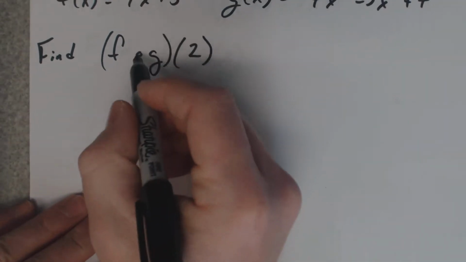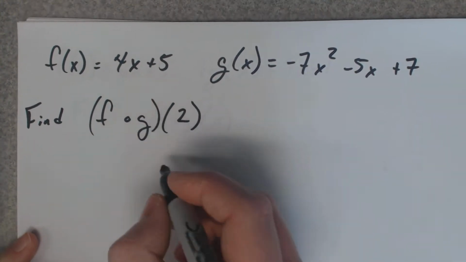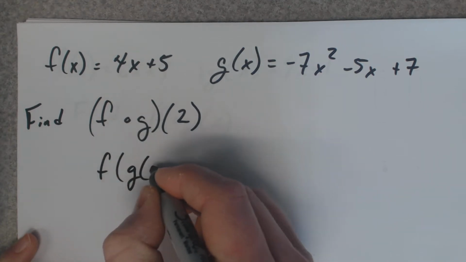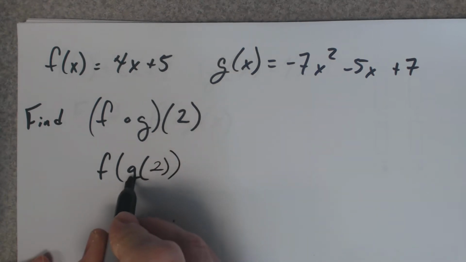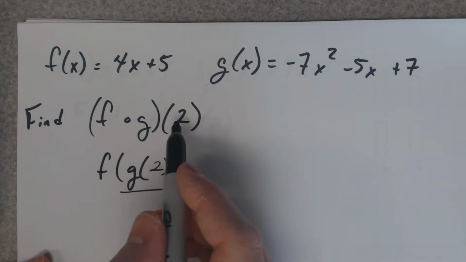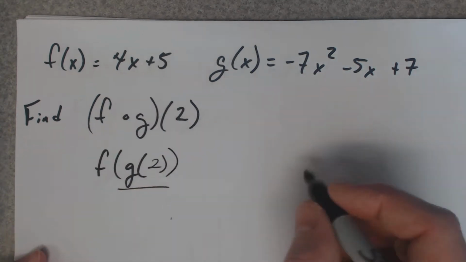Now this is a little bit different. This is what we call a composite function. It works a little bit differently, and it's rewritten not as times. It's rewritten as f of g of, and we're doing this with a 2. So you're going to find g of 2 first, and that value goes into f. So this goes into g, that value goes into f. One feeds the other.